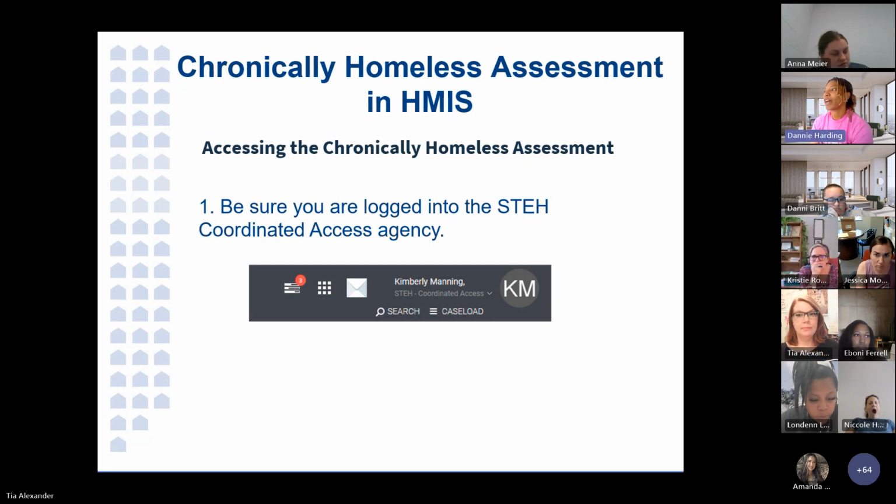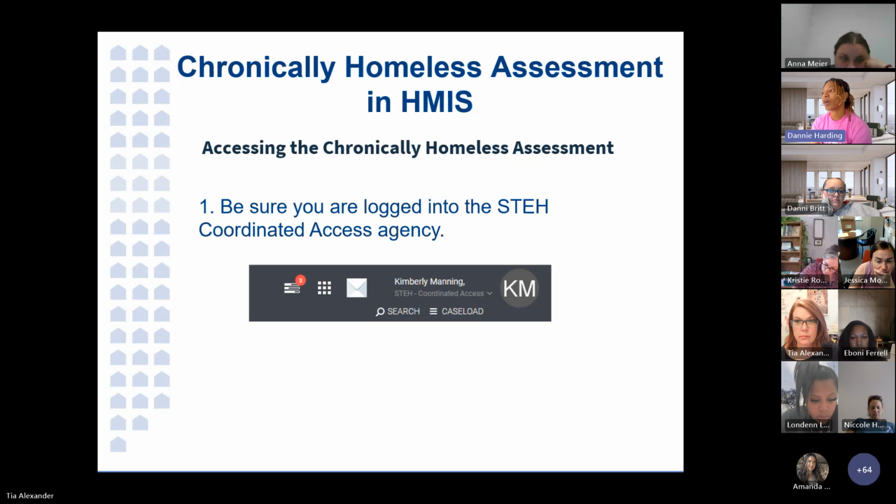Once the provider has identified a client as chronically homeless and the necessary documentation is collected, you will complete the chronically homeless assessment in Clarity. The chronically homeless assessment is a tool developed to efficiently expedite the process of housing the most vulnerable individuals. It's used by coordinated entry to identify and prioritize chronically homeless households.